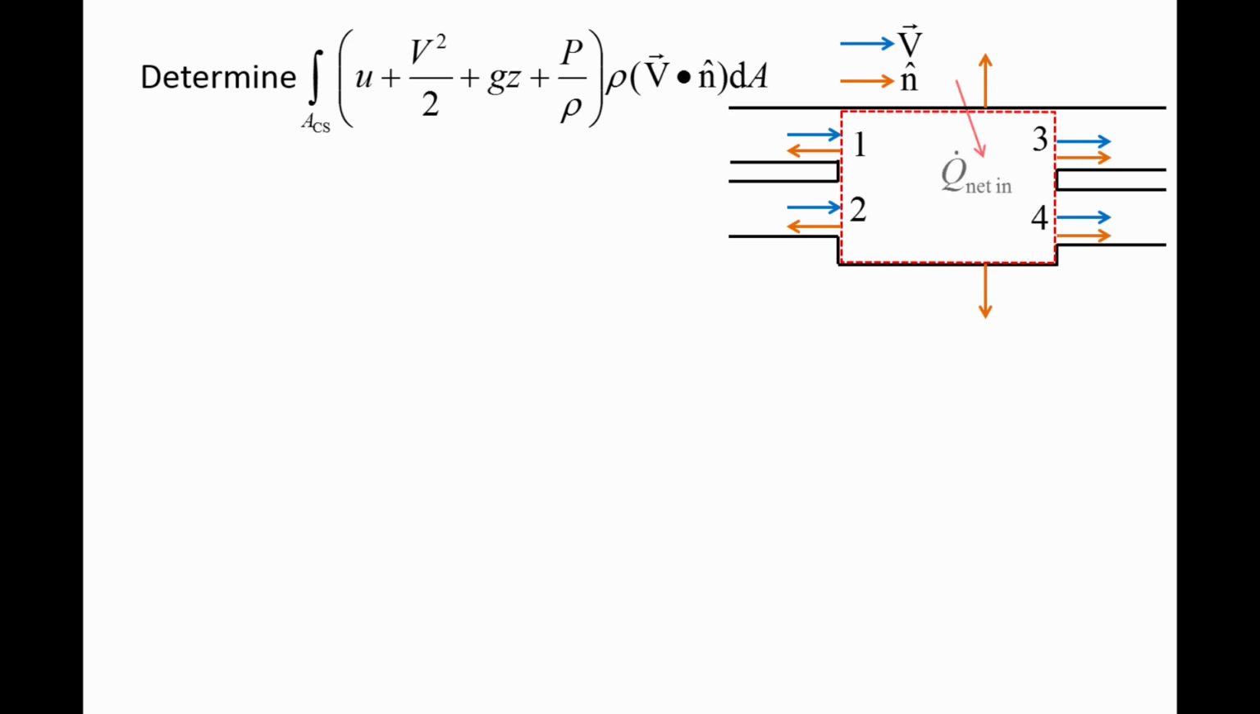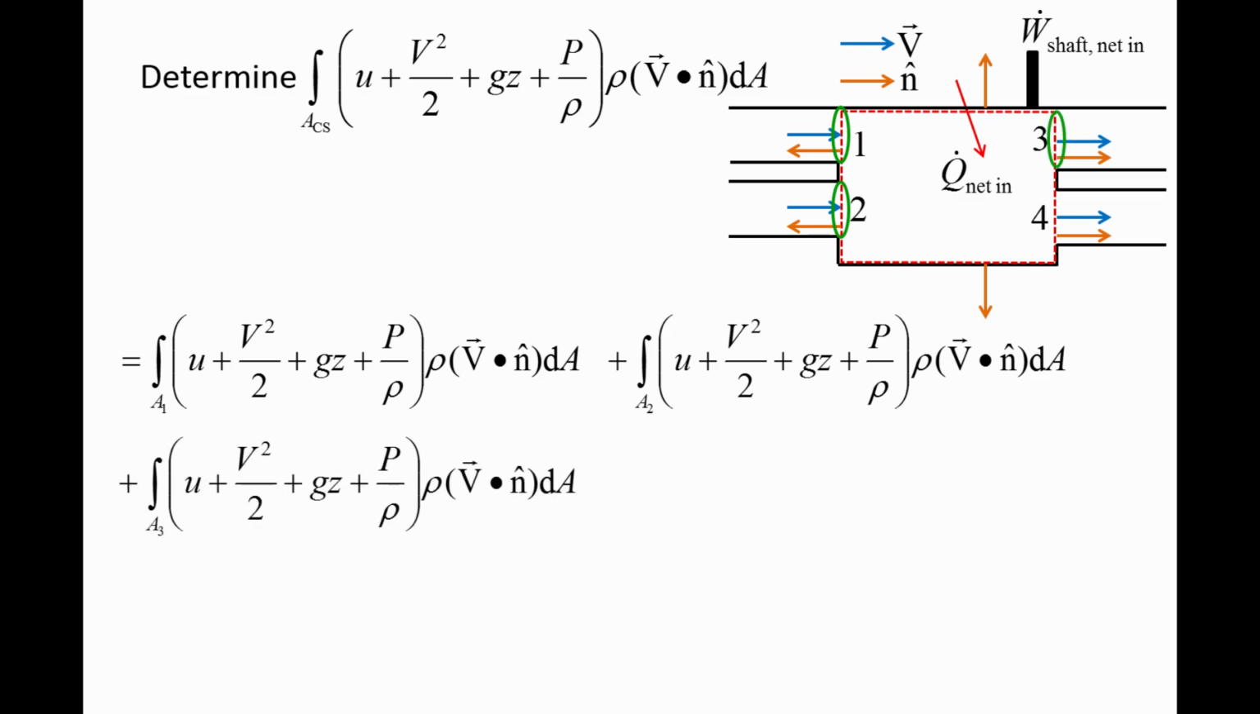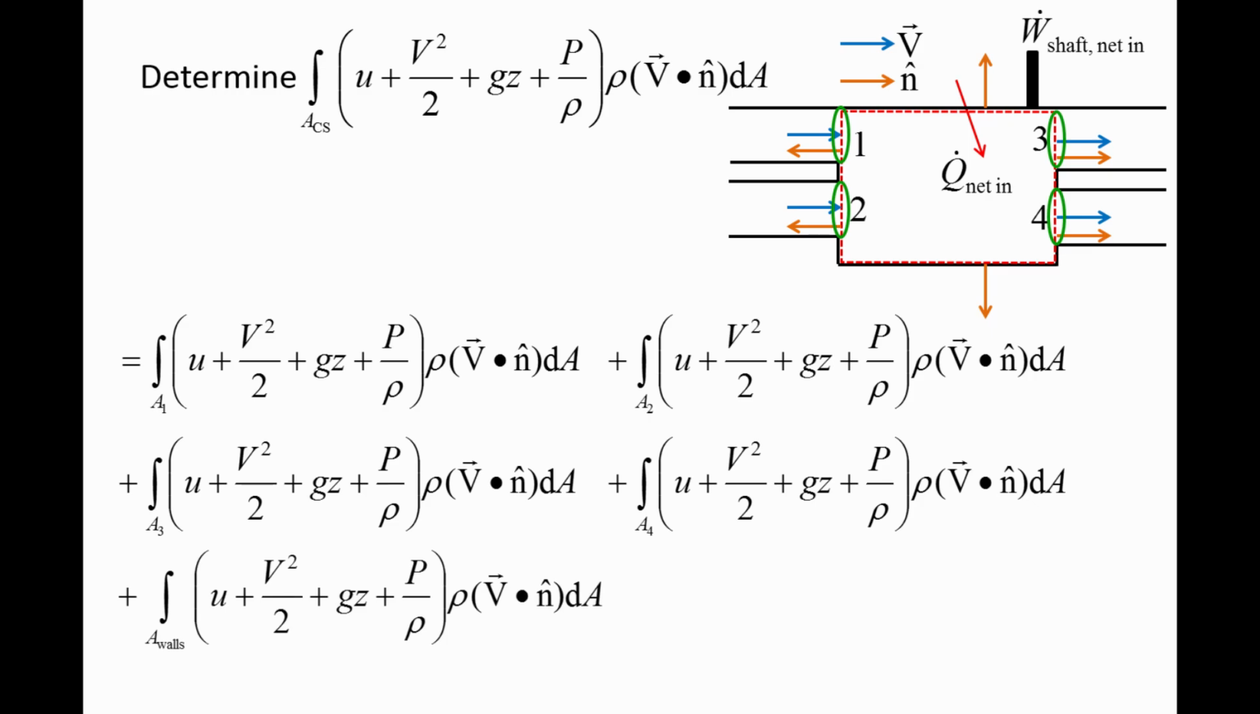Heat transfer may occur between the device and surroundings, and work may be transferred between the device and surroundings through a rotating shaft. Notice that the integral is over the entire control surface. We can break up the control surface into multiple sections and integrate over each of these sections individually. The first section will cover the area for inlet 1. The second integral will cover the area for inlet 2. The third integral will cover the area for outlet 3. And the fourth integral will cover the area for outlet 4. We also need a fifth integral to account for the walls of the device.